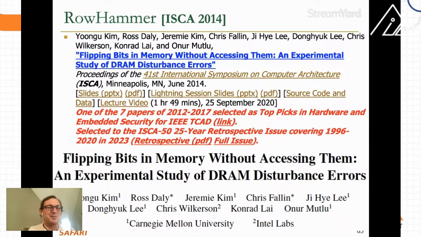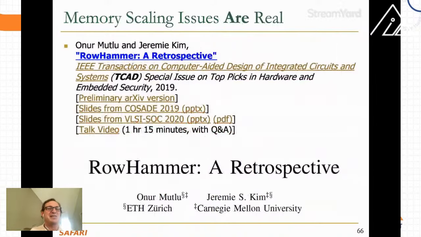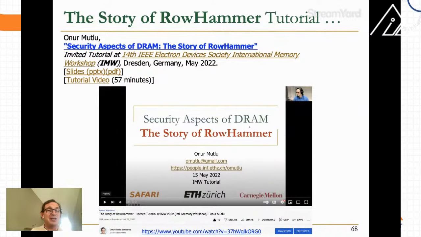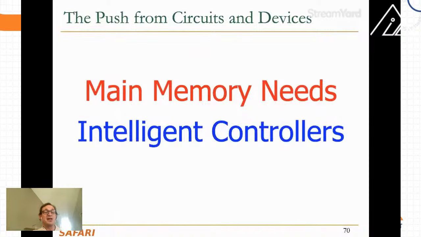I also give row hammer talks, but this time we decided to talk about memory-centric computing. But this is an example where the memory technology scaling issues are real, and there are other papers that we've written. If you're interested, you can find tutorials and talks as well. So why am I telling you this? This sort of scaling issues are very difficult to solve at the device level unless you're willing to pay a lot of cost. So people have been developing intelligent controllers to fix the problem.